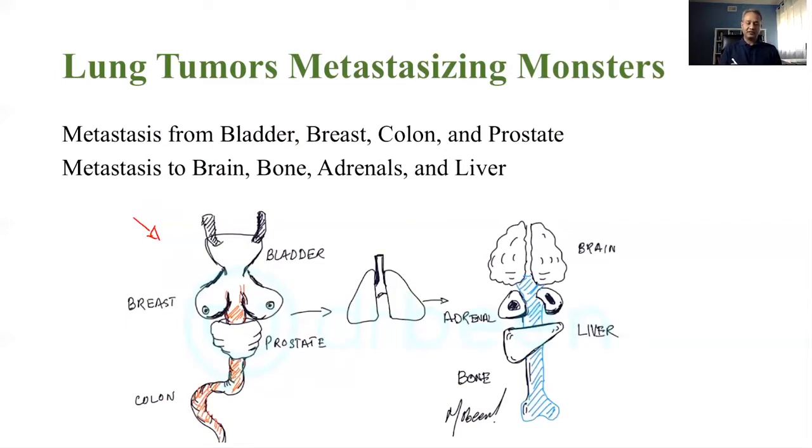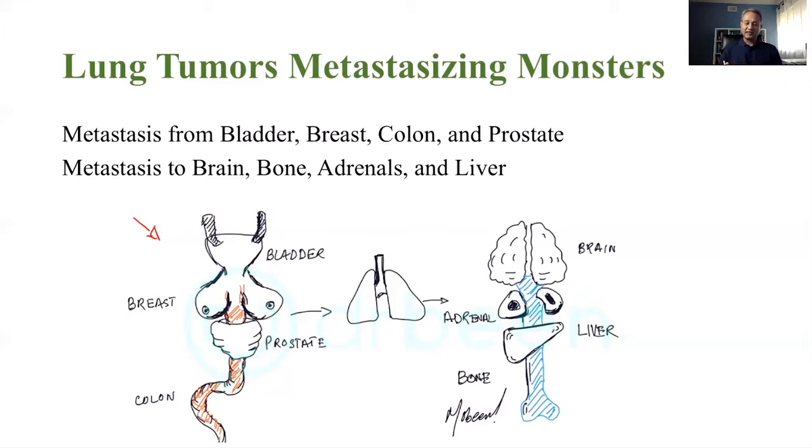So the breast is a very common site from where metastasis occurs. Below that, the leg is made up of colon, and then the colon has a prostate wrapped around it. That is weird. Ideally, it should be urethra attached to the bladder, but there is colon here. So these are the tissues from where metastasis can occur to the lungs.